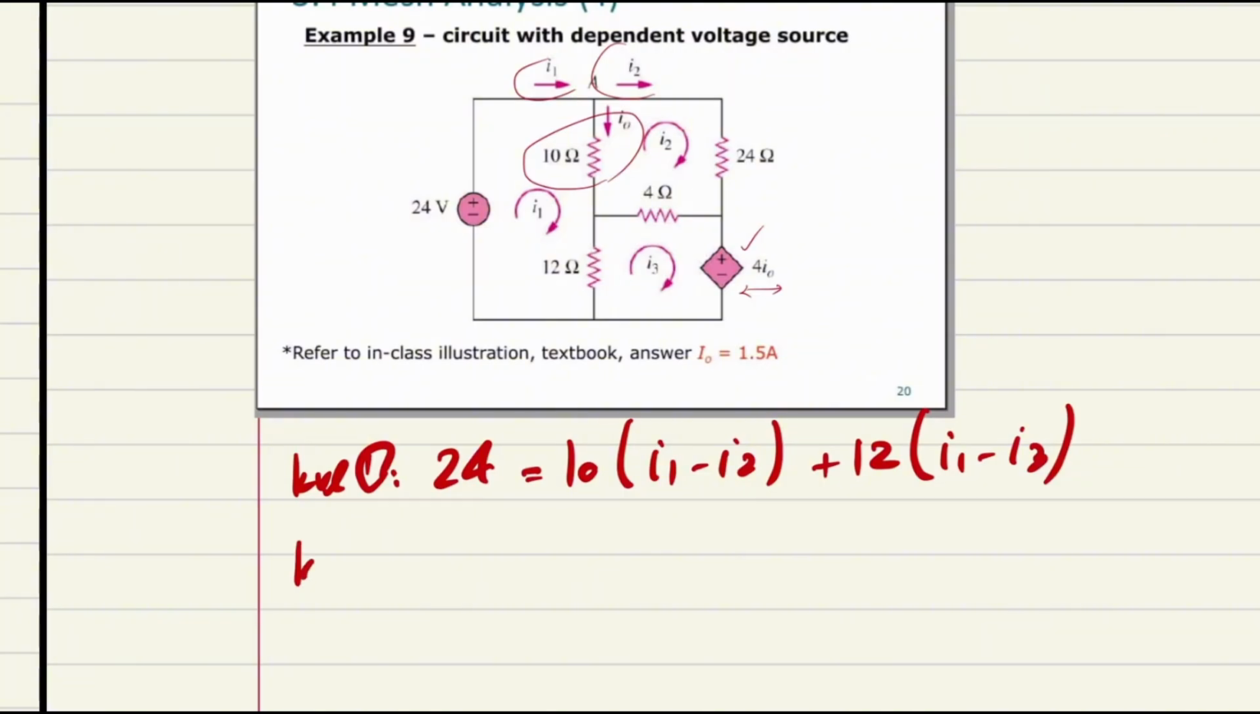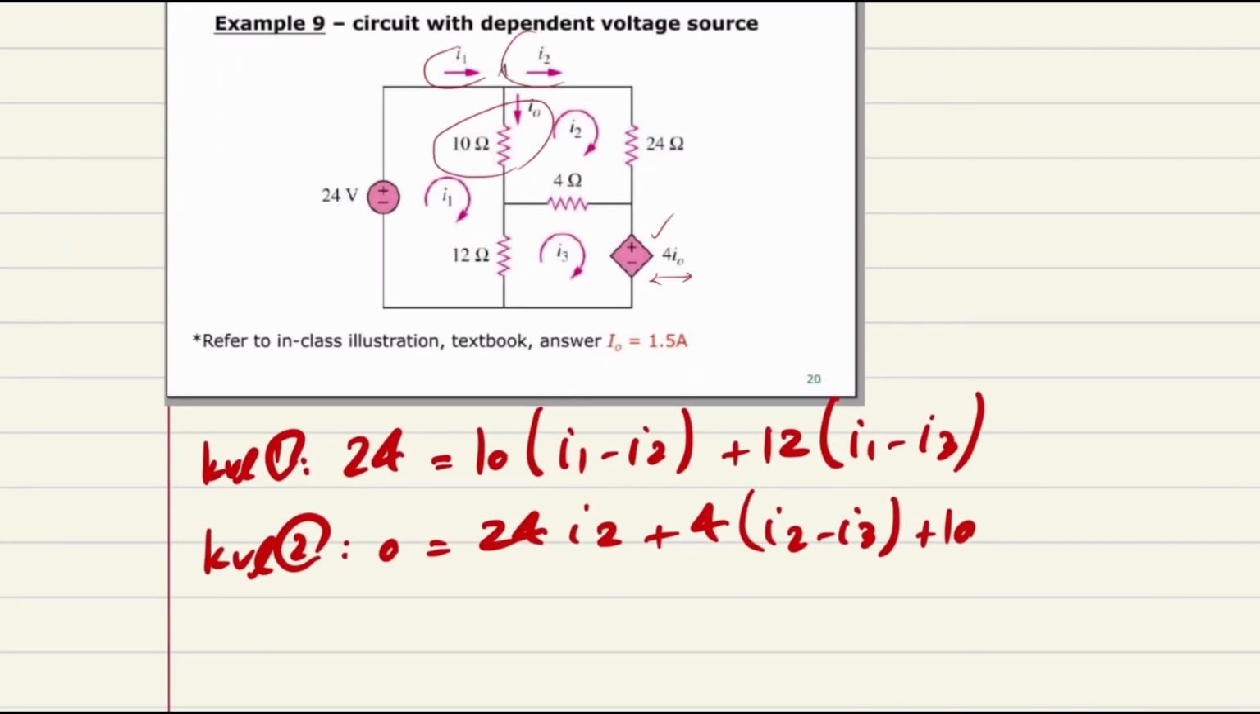Then for the KVL number 2, there is no voltage source. I'm going to say that 0 equals 24 times I2 plus 4 times I2 subtracted by I3 plus 10 times I2 subtracted by I1. So maybe one of you would ask how you can simply write it down, because we do have 3 currents and it would be a little bit confusing.